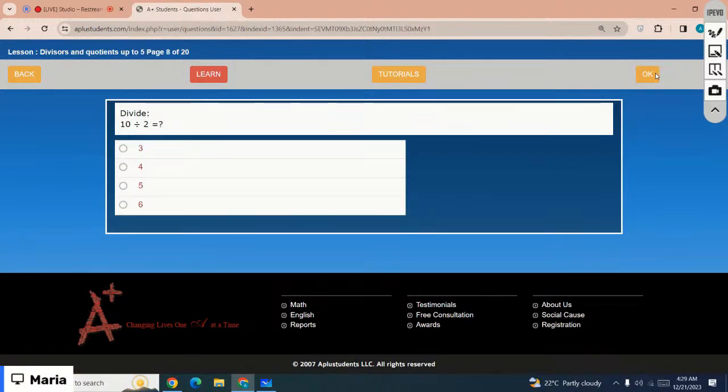The next one is 10 divided by 2, which is the correct option. You need to count a table of 2 until you get the answer 10. So start counting and see 2 times what number is 10. Very good. 2 times 5 is 10. The correct option is 5.